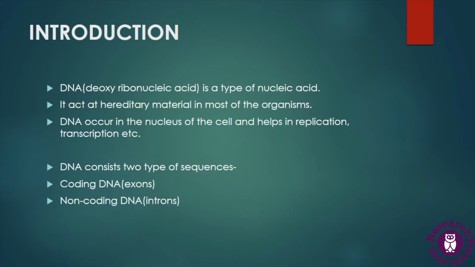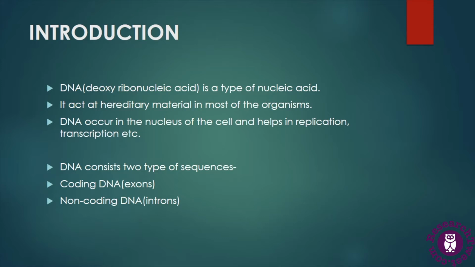Basically, DNA stands for deoxyribonucleic acid and it is a type of nucleic acid. We know that nucleic acids are important classes of macromolecules which are found in all cells, in prokaryotic cells as well as in eukaryotic cells. Nucleic acids were first discovered by Friedrich Miescher and are of two types, DNA and RNA. DNA acts as the hereditary material in most organisms, except some viruses and some prokaryotes, where RNA acts as the hereditary material.